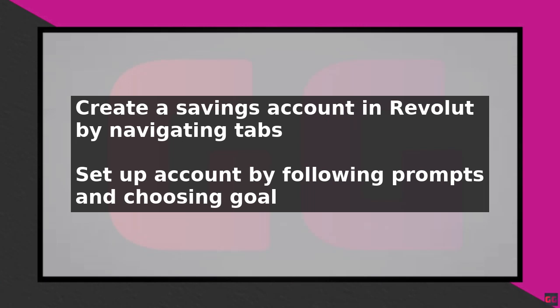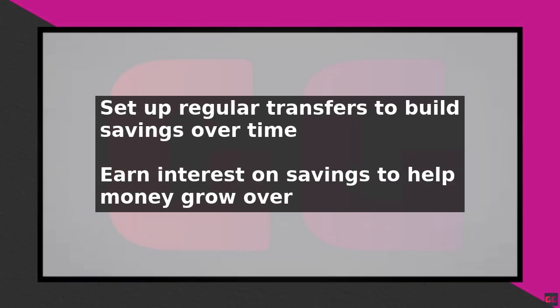Revolut also offers a feature called Vaults, which allows you to set aside a portion of your income into a separate savings account. You can create multiple vaults for different savings goals and set a target amount for each vault. In addition to vaults, Revolut also offers a feature called Savings Accounts with Interest. This allows you to earn interest on your savings, which can help your money grow over time.